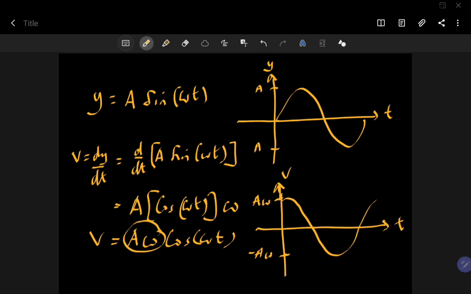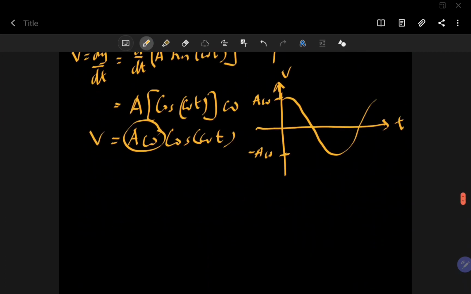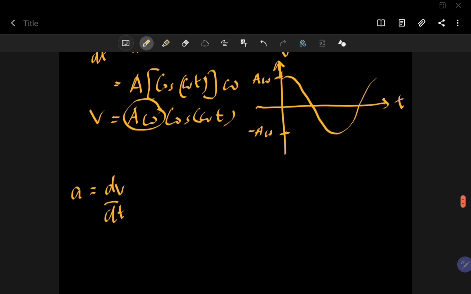This one, amplitude. Okay, A omega. And then from V, we need to find a. So a equals dV over dt. We need to differentiate V with respect to t, which is d over dt of A omega cos omega t.